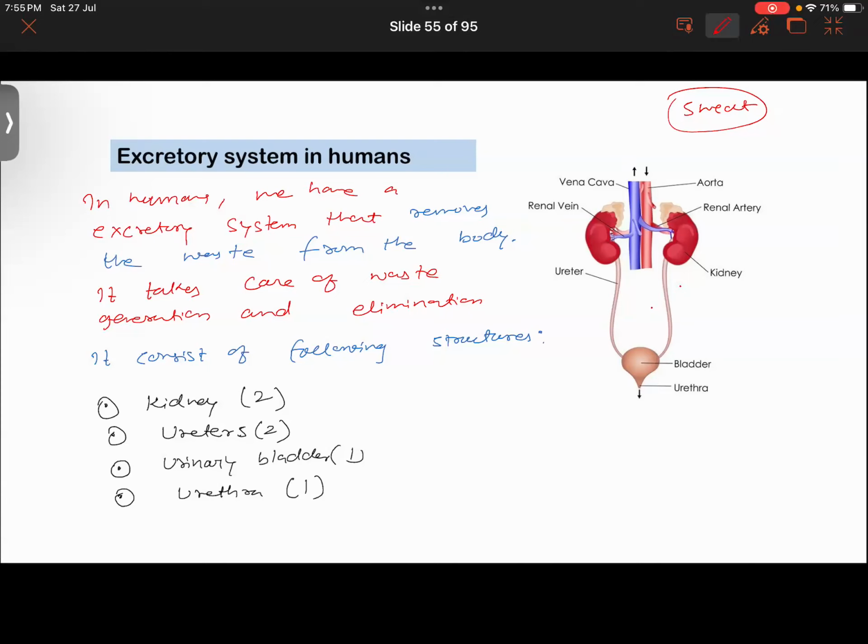So every healthy individual has a pair of kidneys. By birth, they have two kidneys. In some cases, people can be born with just one kidney. That case is very rare, but it also happens. Every individual is born with a pair of kidneys, but some individuals, in very rare cases, are born with just one kidney.